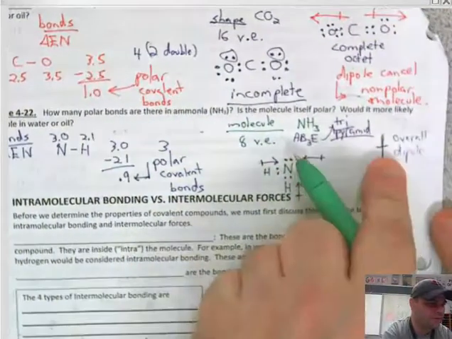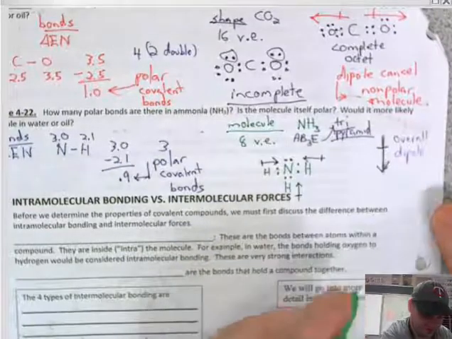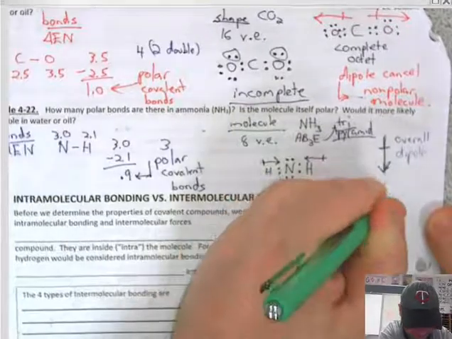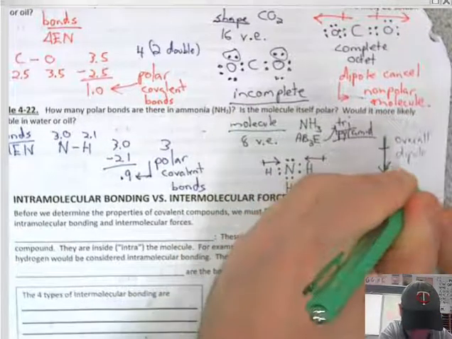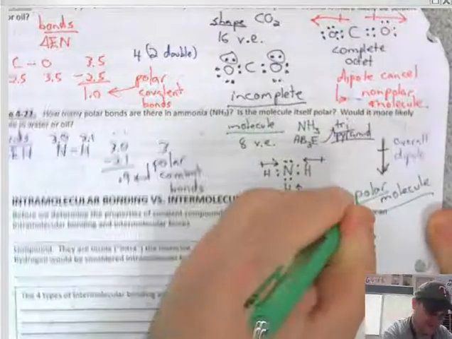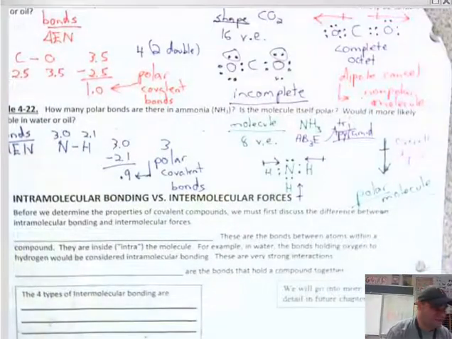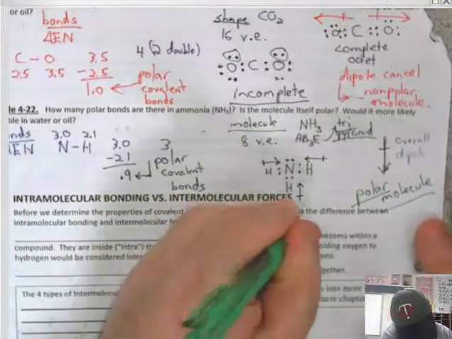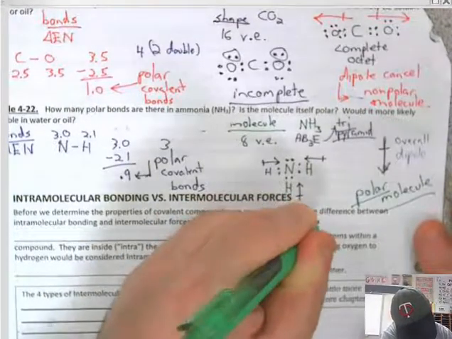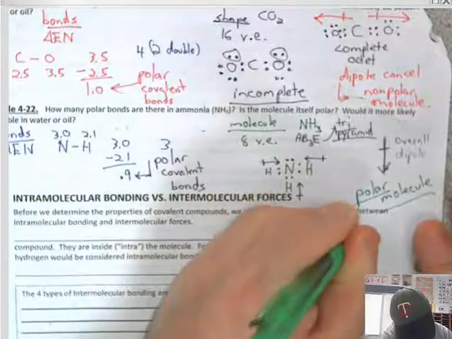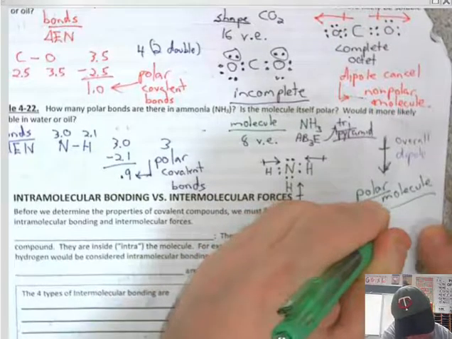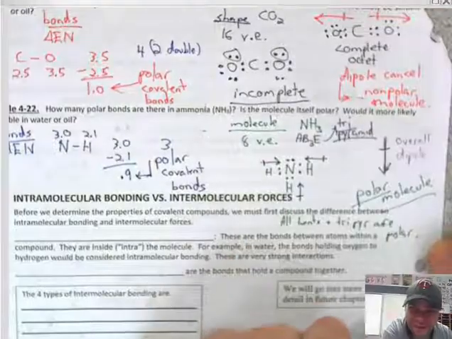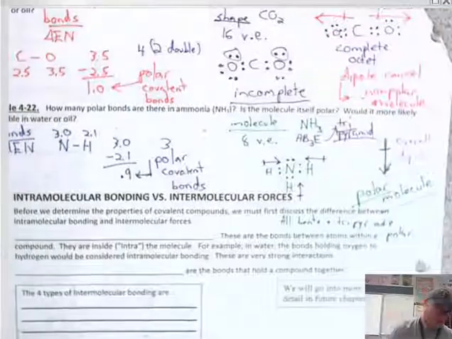But we have an overall dipole here, which means that this must be a polar molecule. Okay? As a tip for you here, all bents and trigonal pyramids are polar. Or as I like to say, polar! Okay.